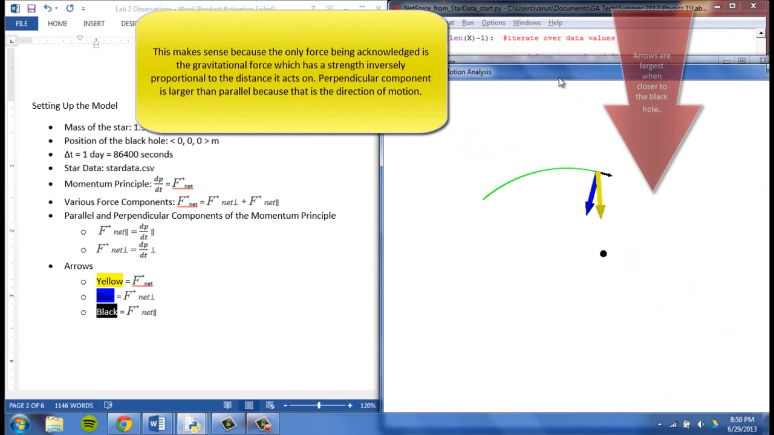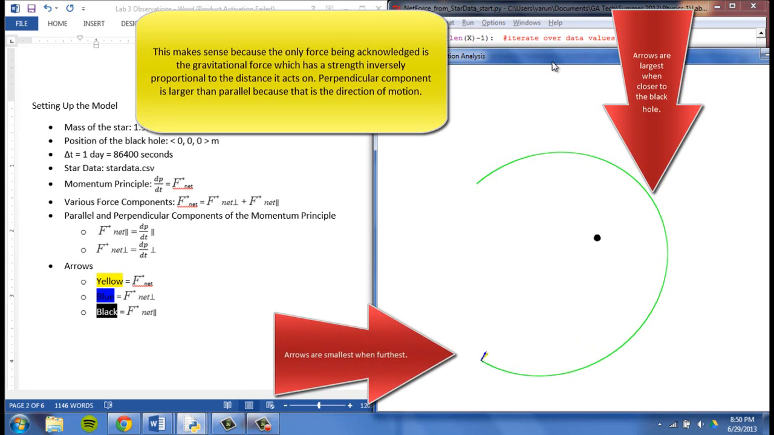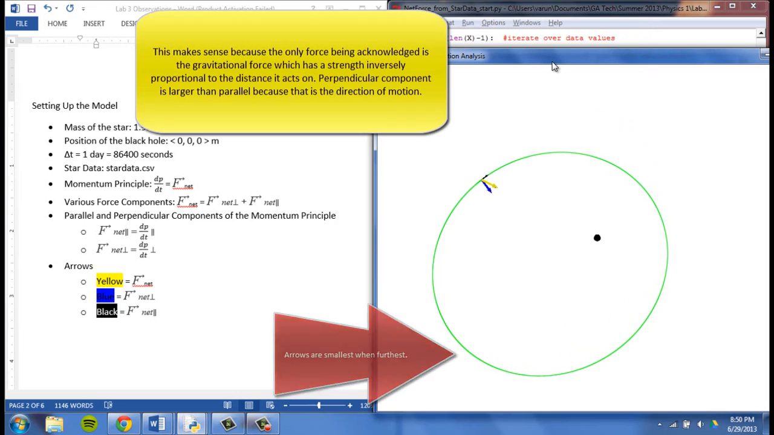The star is orbiting the black hole, and these are the various components. The arrows were set to distinguish them. The blue arrow was the perpendicular net force component, the black arrow was the parallel component, and the yellow arrow was the total net force.